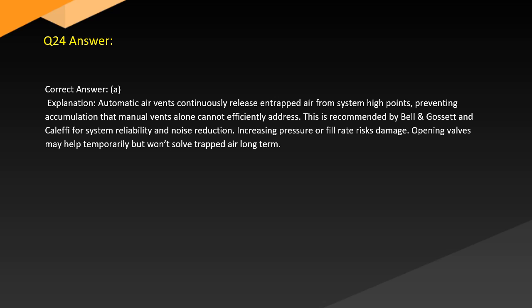Answer. Correct answer: A. Explanation. Automatic air vents continuously release entrapped air from system high points, preventing accumulation that manual vents alone cannot efficiently address. This is recommended by Bell and Gossett and Caleffi for system reliability and noise reduction. Increasing pressure or fill rate risks damage. Opening valves may help temporarily but won't solve trapped air long term.